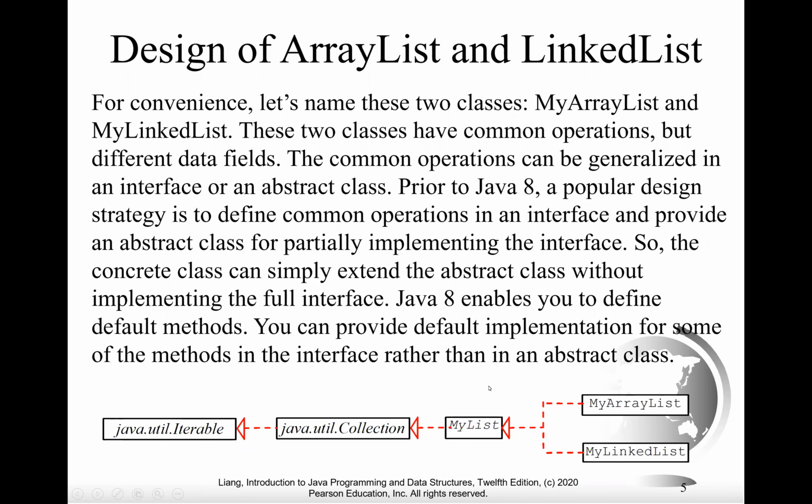All of the common operations are defined in my list. We're going to define it this way. We're going to call this array list MyArrayList in the implementation, and this is MyLinkedList, to distinguish them from the Java API ArrayList and LinkedList. And this is MyList, and we're going to make it part of the Java API by making MyList a sub-interface of the Collection interface. It also extends the Iterable interface.